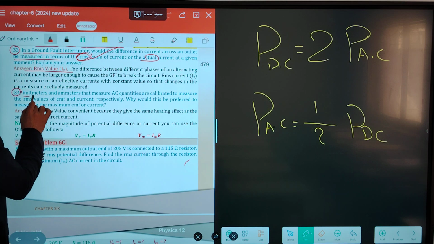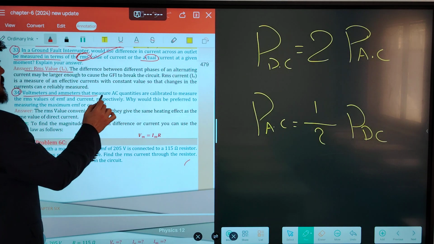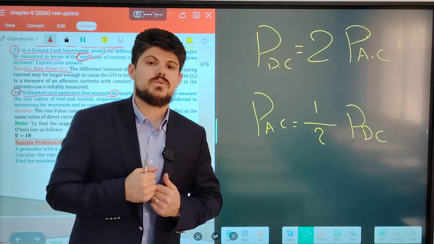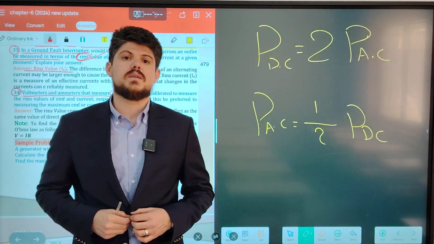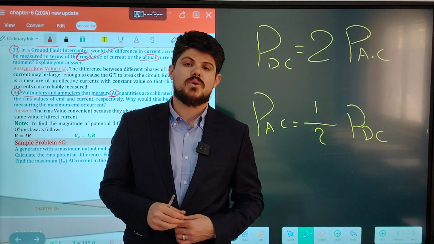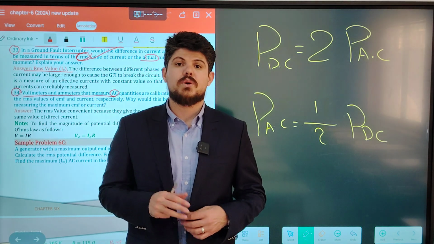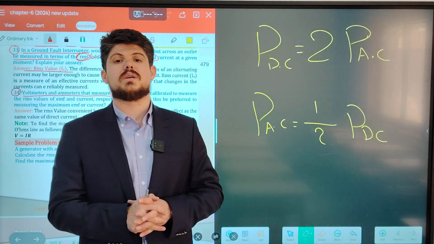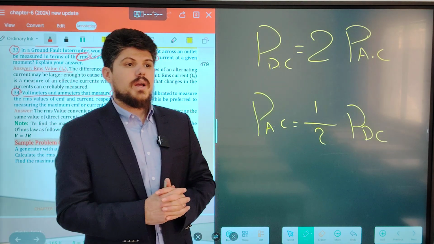Question 34. Voltmeters and ammeters measure what? AC quantities. Guys, the electricity at our homes is an AC current, AC source, AC generator. Why? Because an AC generator has less power dissipation. That is why we use an AC generator.